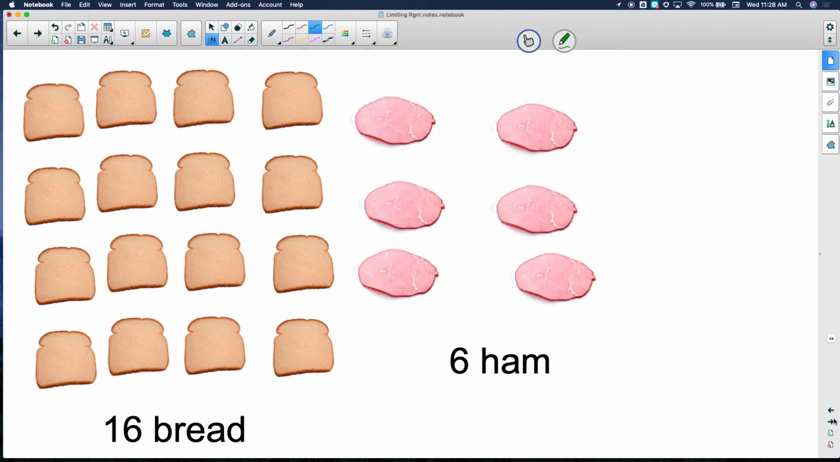Okay, so based on my bread, I can make 8 sandwiches. Based on my ham, I can make 6 sandwiches. How many sandwiches am I actually going to be able to make? 6. Easy peasy. Lemon squeezy. All right. We're not making a bread sandwich. Nobody wants that one. And we're just leaving the bread. We'll get some peanut butter later, and tomorrow we'll make some different sandwiches.